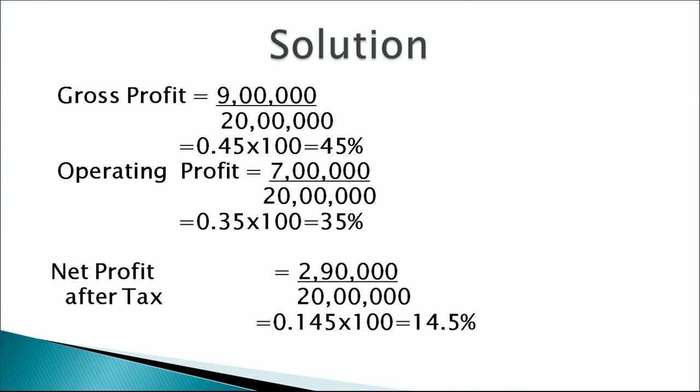Now look at this solution, students. Gross profit is therefore your gross profit 9 lakhs upon your revenue from operations, which is 20 lakhs, which gives you a 45% gross profit, which means after your sales, you are spending out of that 20 lakhs money on your cost of goods sold, and out of that you are gaining a 45% of margin on your gross profit. Whereas in the case of operating profit, it is only 35%, which means this difference between 45% and 35%, that 10% has gone towards your operating expenses.